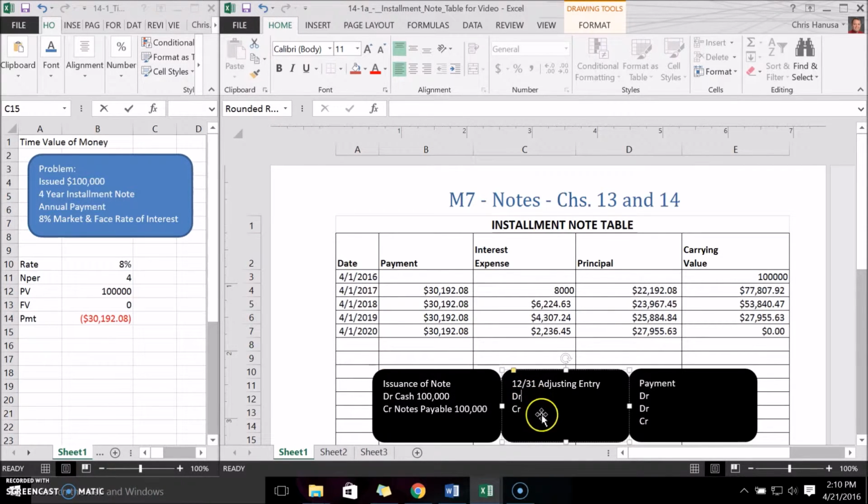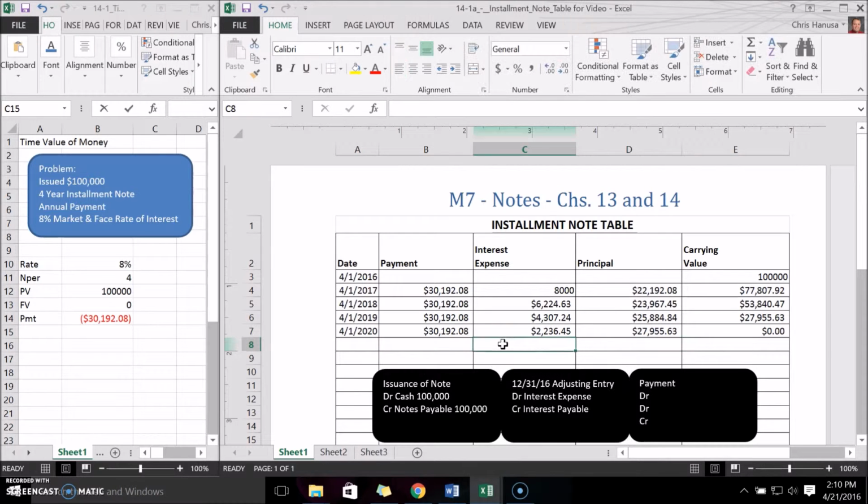On 12/31, we're going to make an adjusting entry. Let's go ahead and mark this 12/31/16. On 12/31/16, we're going to make an adjusting entry because we have some interest that has accrued at this point. So we've got interest expense, and the other account that's involved is interest payable. We learned this back when we did all the adjusting entries. But don't forget, now we got to remember how to calculate this one. So I'll show that calculation here.